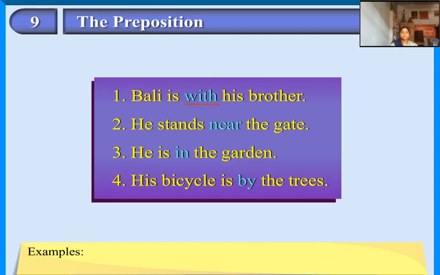Examples: Bali is with his sister. He stands near the gate. He is in the garden. His bicycle is by the trees.